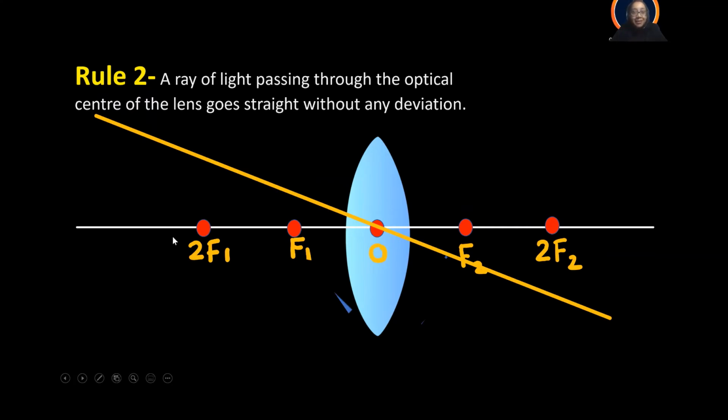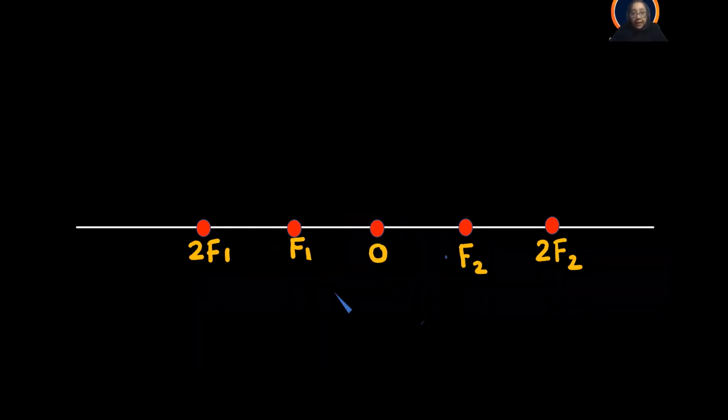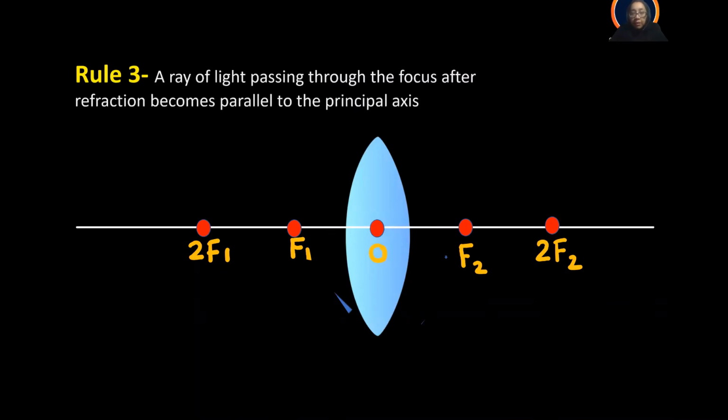It is similar to the case when the incident ray is falling along the normal. So it's falling along the normal, so there is no deviation, right? So it's similar. This is the second rule that we'll consider. And the third rule is that a ray of light, when it passes through the first focus, after refraction becomes parallel to the principal axis.